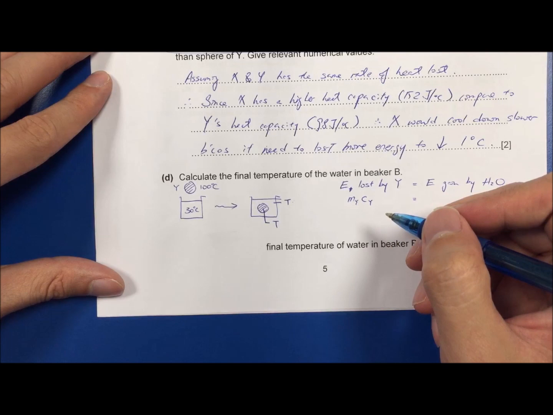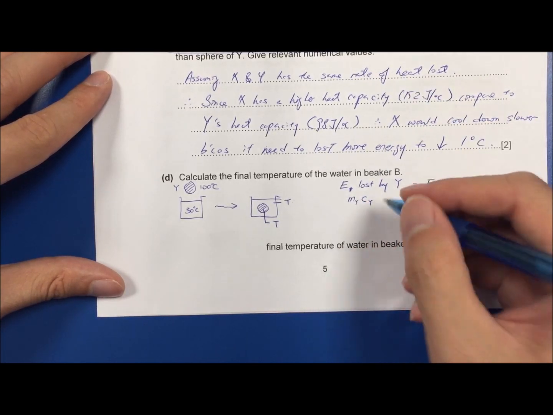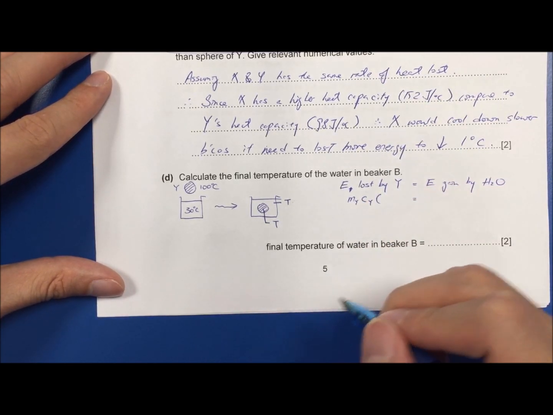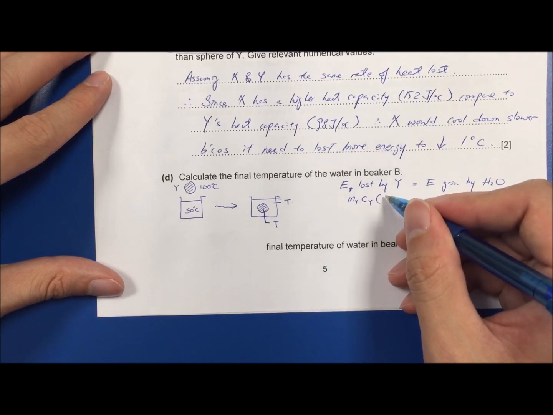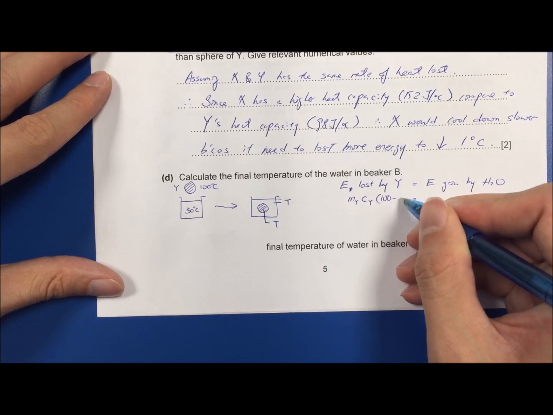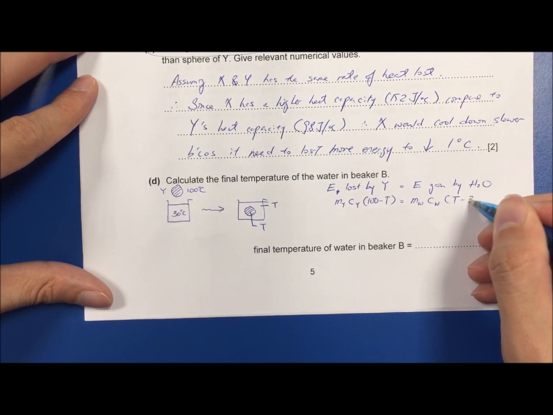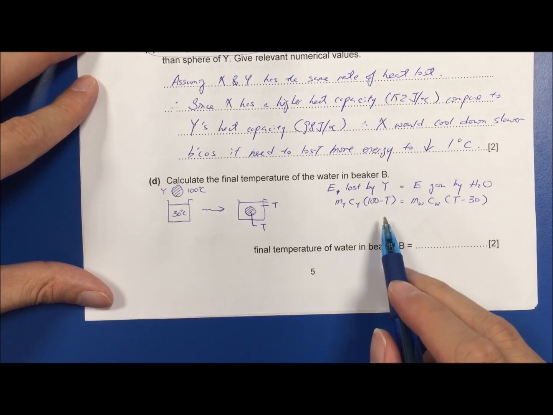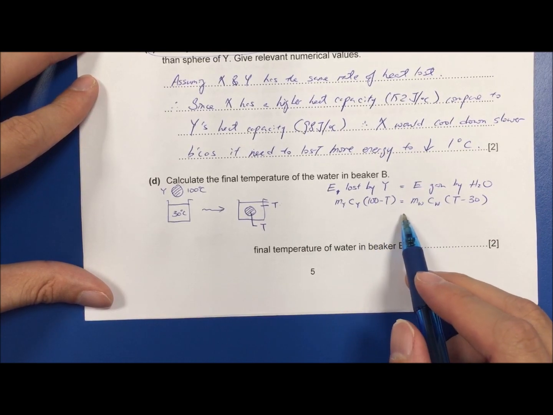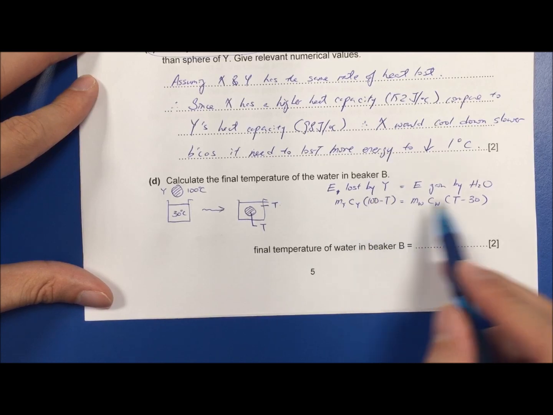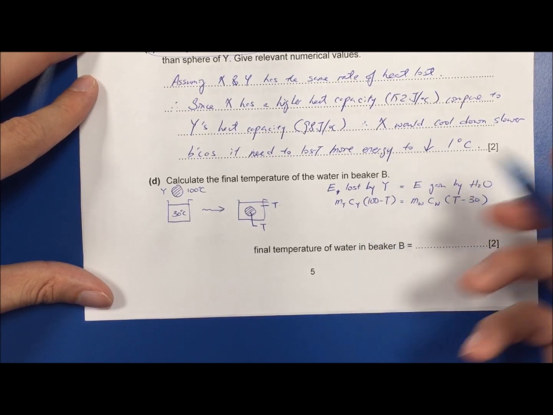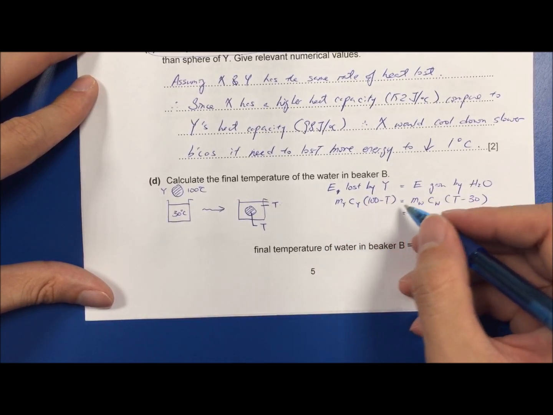Do you need to use mc delta theta? Oh yes, specific heat. So your delta theta for energy loss will be 100 degrees C minus the final temperature. Down here will be the mass of water multiplied by the specific heat capacity of water. This is heat gain, so it will be T minus 30 degrees. The T is not necessarily always at the back. You must make sure that this difference is a positive value.